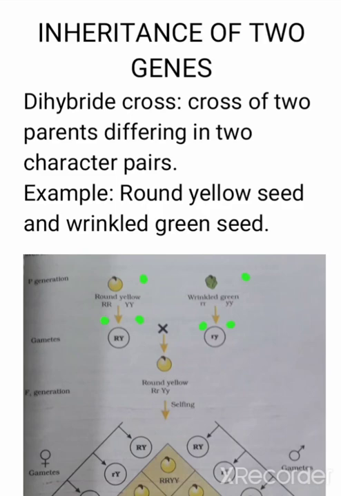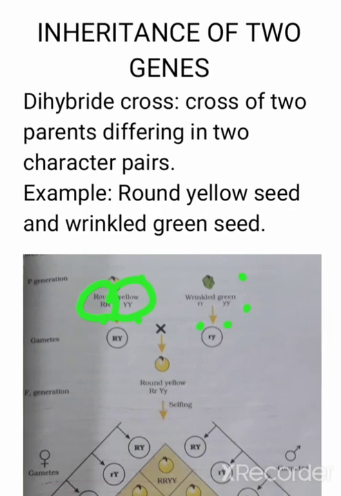Thus, yellow color is dominant over green, and round shape is dominant over wrinkled. Capital R is for round shape and capital Y is for yellow. These capital R and capital Y are dominant genes. Small r is for wrinkled and small y is for green. Wrinkled and green represent the recessive genes.